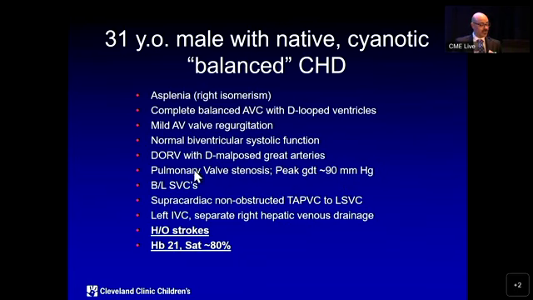But what stood in the way of septation in this patient over the years is that he had some complex venous anatomy. He had bilateral superior vena cava and supracardiac non-obstructed total anomalous veins to his left SVC. He also had the left IVC, but in addition had a separate right hepatic venous drainage. Even though he was called balanced, he actually stroked out at some point, and he was polycythemic. His sats were about 80%, but despite that, he had polycythemia.